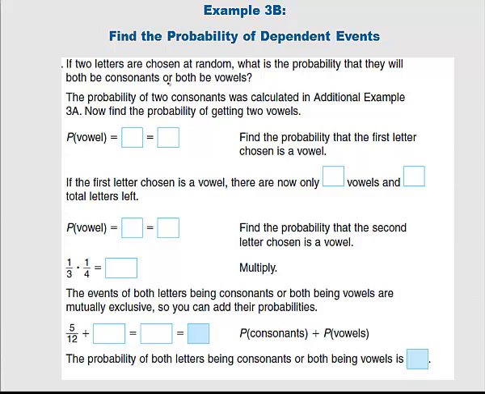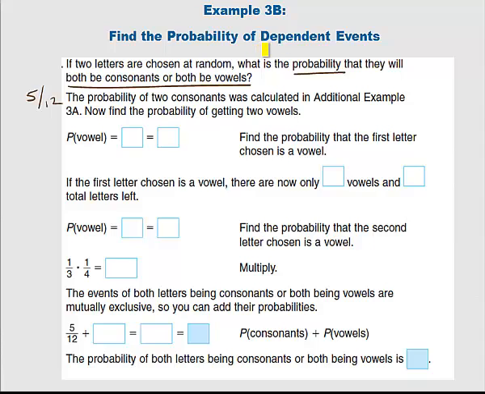As we move on to example 3b, we will continue to look at 2 letters chosen at random. But in this case, we want to know what the probability will be if they're both consonants or both vowels. So the probability of 2 consonants was calculated in additional example 3a. And if you remember, that was 5/12. So now we're going to find the probability of getting 2 vowels.